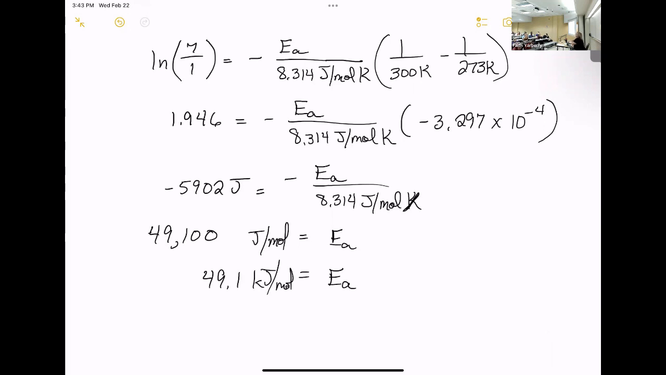And I made the same mistake as other students. I've seen a lot of students here. I forgot my T1 and T2 in the conversion, because it was there. Any questions?